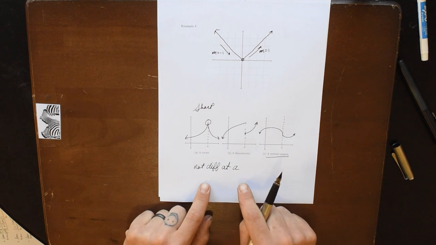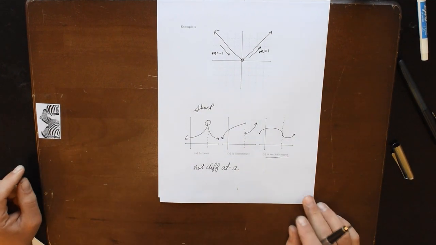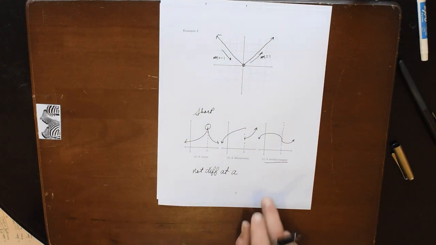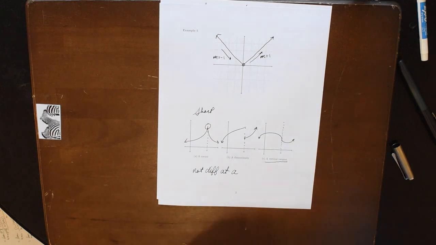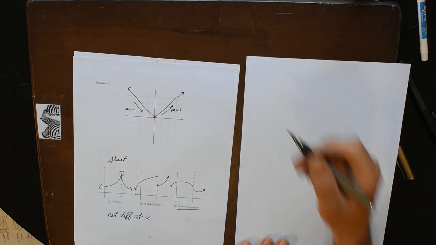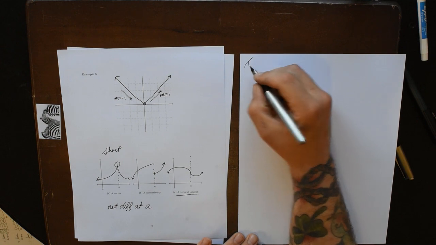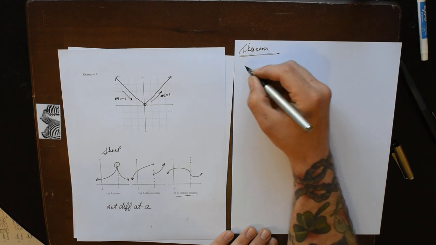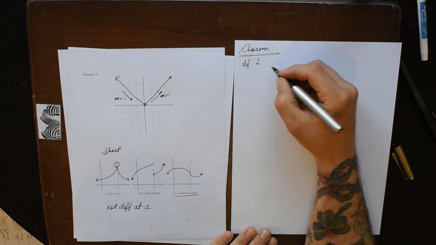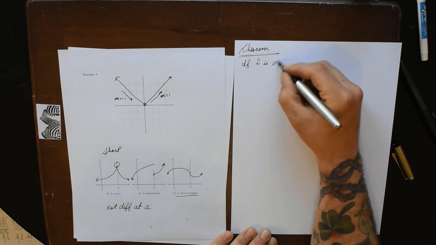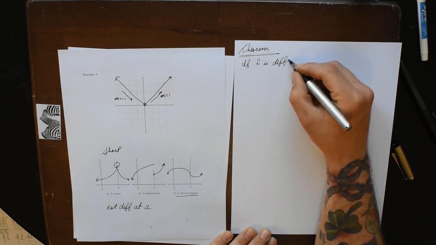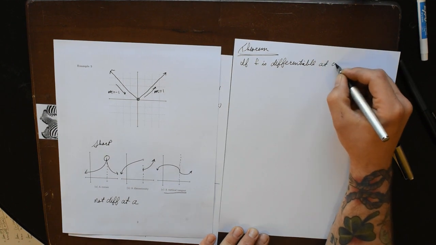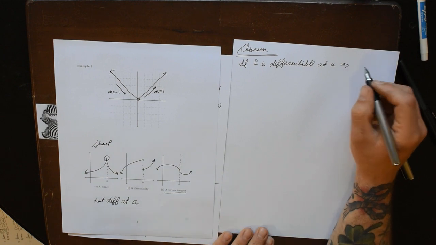So, not differentiable there. Let me look over my notes one time and make sure I told you everything I wanted to tell you. One more thing to add to that, a theorem, probably the most important thing to add. So our theorem says, if f is differentiable at A, then f is continuous at A.